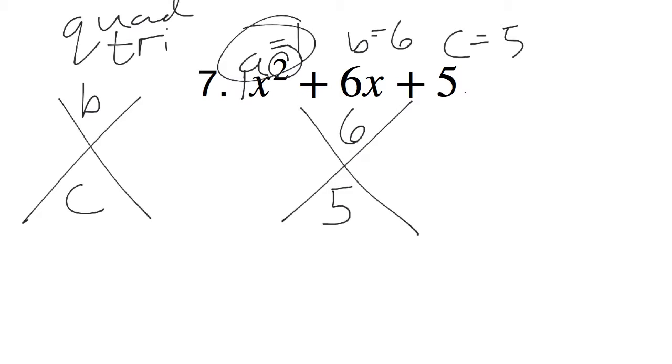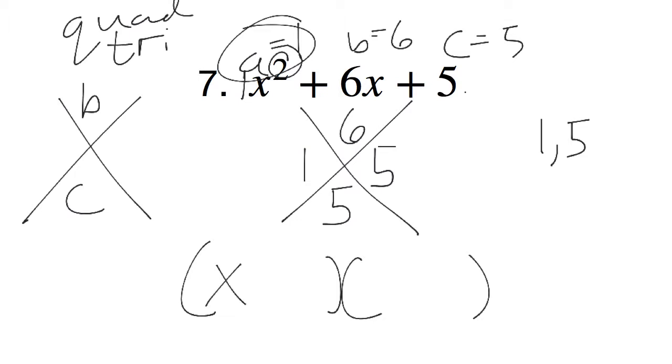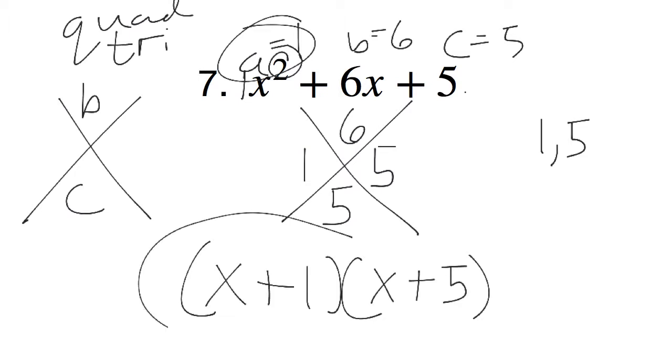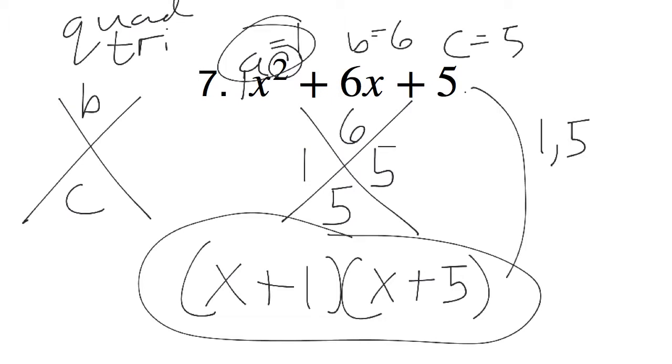And then you have to ask yourself, what are the factor pairs of 5? In this case, it's pretty easy because 5 is a prime number. It's just 1 and 5. And look, 1 and 5 add up to 6. They are a pair of numbers that multiply up to 5 and add up to 6, and that's what we're looking for. x plus 1, x plus 5. And you're done. If you were to FOIL these, you would get back to the original.